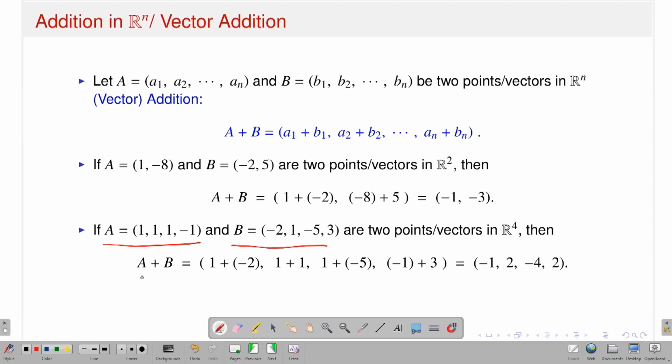Then capital A plus capital B. Normally I call capital letters to denote the vectors, so I may say just A also, simply, instead of saying capital A always. So, A plus B is equal to the coordinate-wise addition: 1 plus minus 2, that is the first component, giving minus 1; 1 plus 1, the second component, gives 2; 1 plus minus 5 gives the third component, minus 4; and minus 1 plus 3 gives the fourth component, 2.